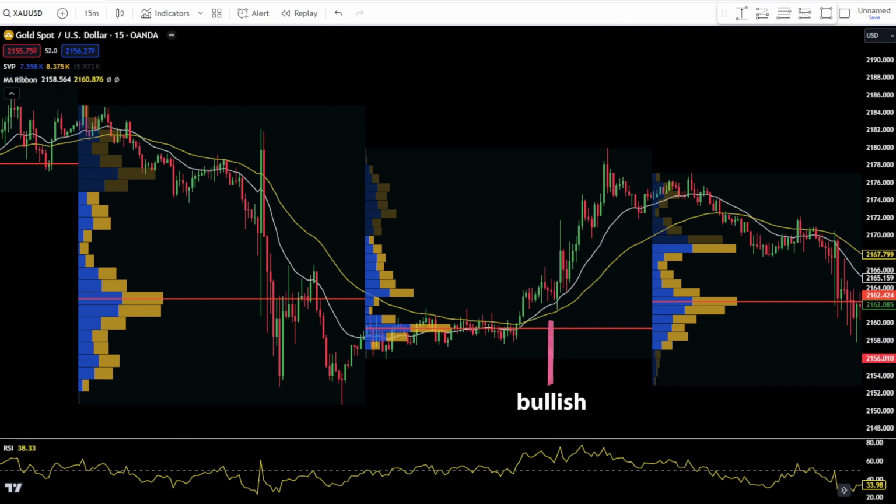If the EMA 20 crosses above or is above EMA 50, it indicates a bullish trend, and your focus should be on finding the best point to place buy orders. However, if the EMA 20 crosses below or is below EMA 50, it indicates a bearish trend, and your focus should be on finding points to place sell orders.